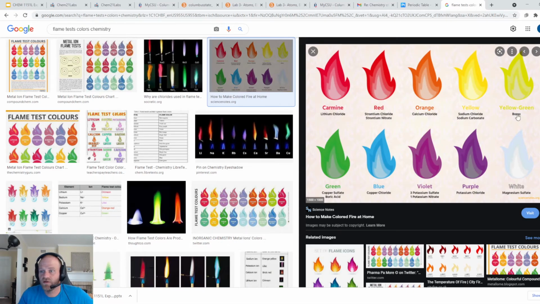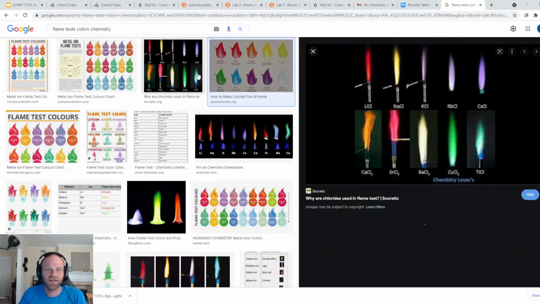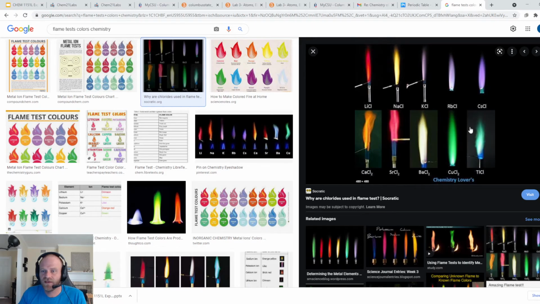So boron is in group 3, copper's a metal, potassium's group 1, magnesium group 2. So a few metals do it, but most of them are groups 1 and 2. This will kind of give you some hints as to what the element that's being excited in creating this color is.